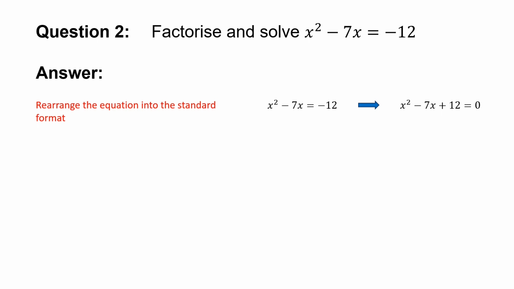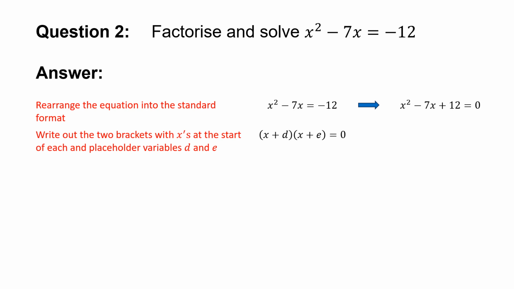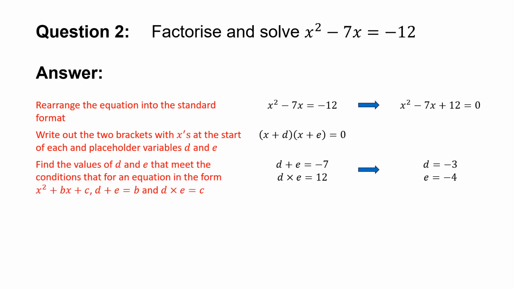So now that we have it in the form we want, our next step is going to be to set the brackets. So we're going to have our x plus d, x plus e equals 0, and we now need to find our values of d and e. So we're going to have d plus e is equal to the b term, which is minus 7, and we're going to have d times e is equal to 12, which is the c term.